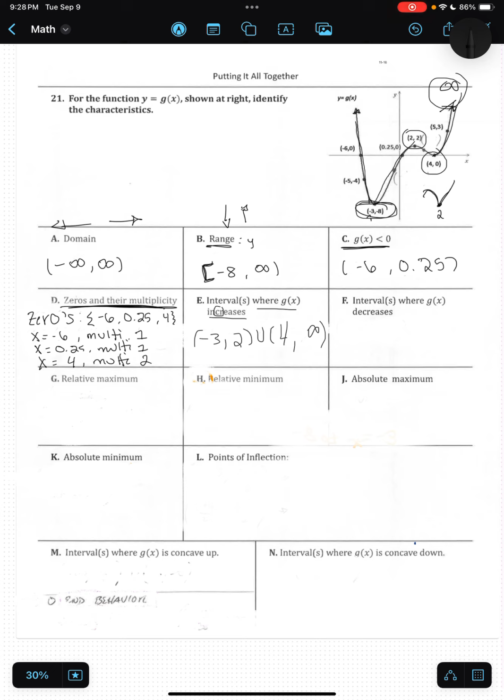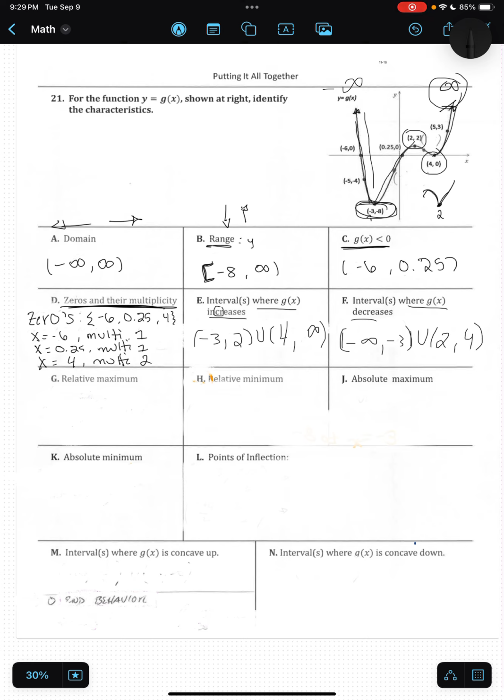Okay. Intervals where g of x decreases. So again, anything that has nothing to do with range will be x's. So our x, according to our domain, is negative infinity from the farthest left. So negative infinity going down to negative 3. And then these are parentheses. Yes. Okay. And then union, decreasing from 2 to 4.